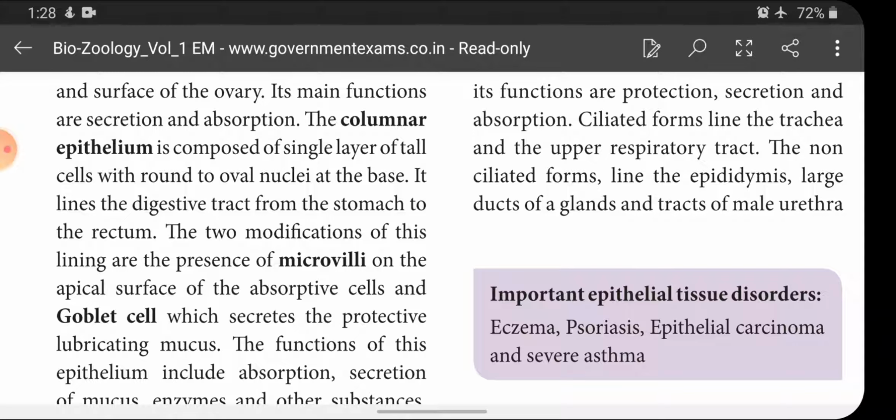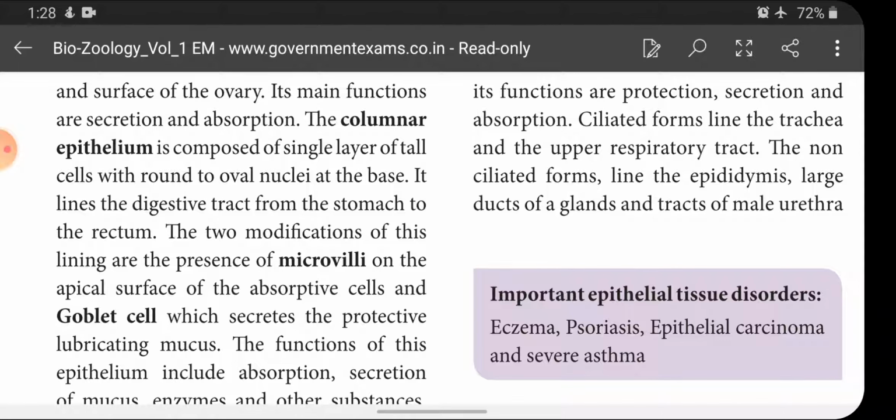Columnar epithelium is also made up of a single layer of tall cells. It is like a column, tall with round to oval nuclei at the base. It lines the digestive tract from the stomach to the rectum. So it is clearly understood that it is not lining the esophagus and mouth.